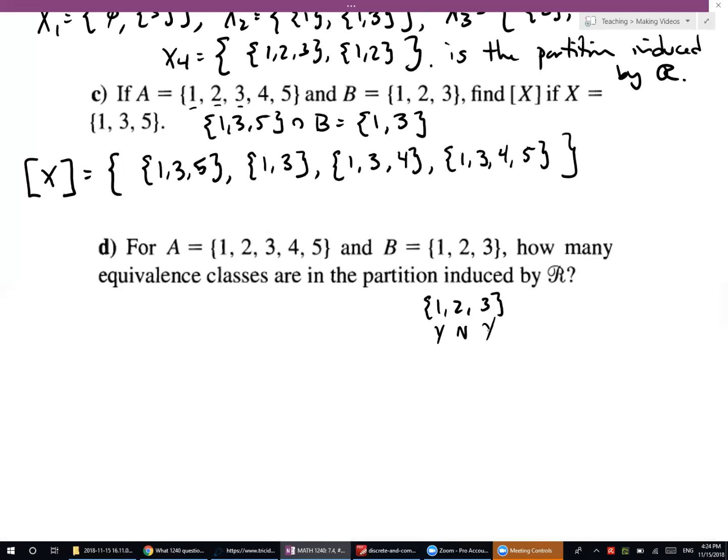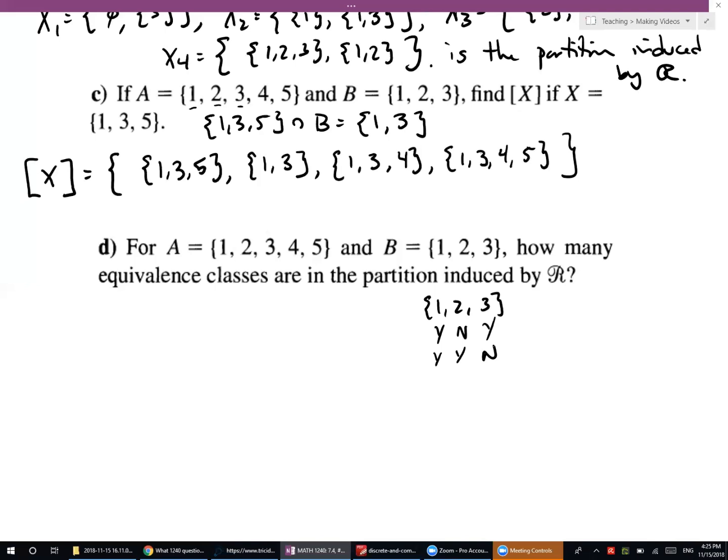Well, what if I change that? What if I said yes, yes, no? In other words, I do contain 1, I do contain 2, but I don't contain 3. Well, now I'm looking at a different equivalence class. The things that intersect with 1, 2, 3, and the intersection is 1, 2. So what's in there? Well, 1, 2 is in there. 1, 2, 4 is in there. 1, 2, 5 is in there. And 1, 2, 4, 5 is in there. In the same way as we did above.